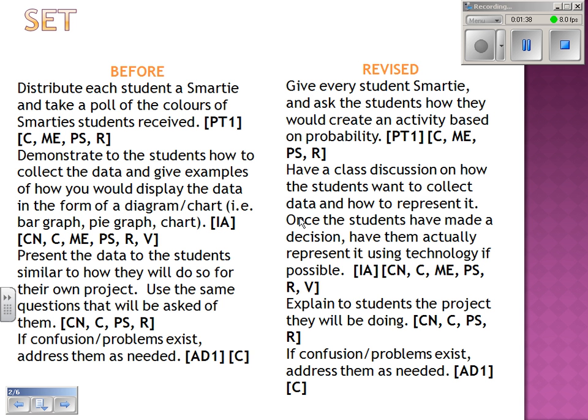We made it possible for them to use technology if it would be easier for them to use graphs and such. And then we thought we'd go into explaining the project, and if there was confusion, we'd address it as it was needed.